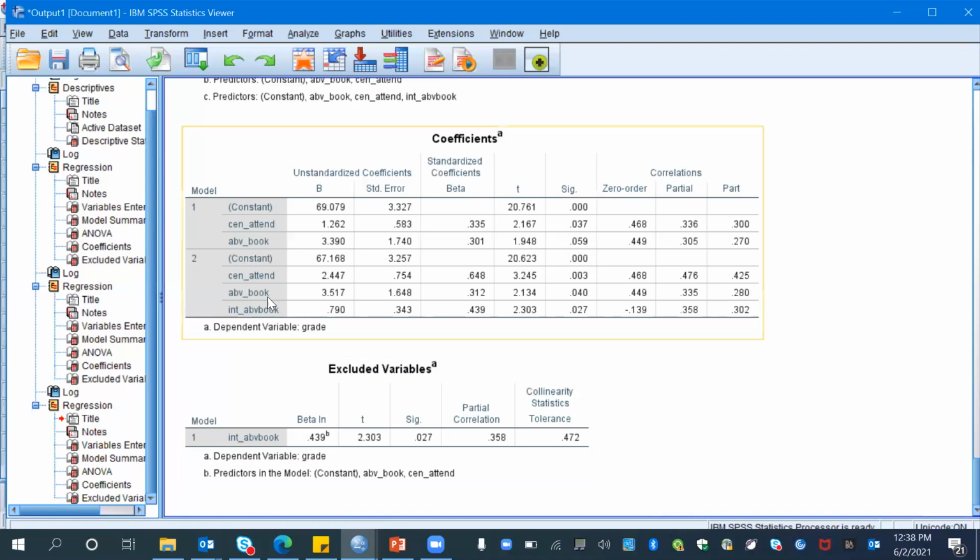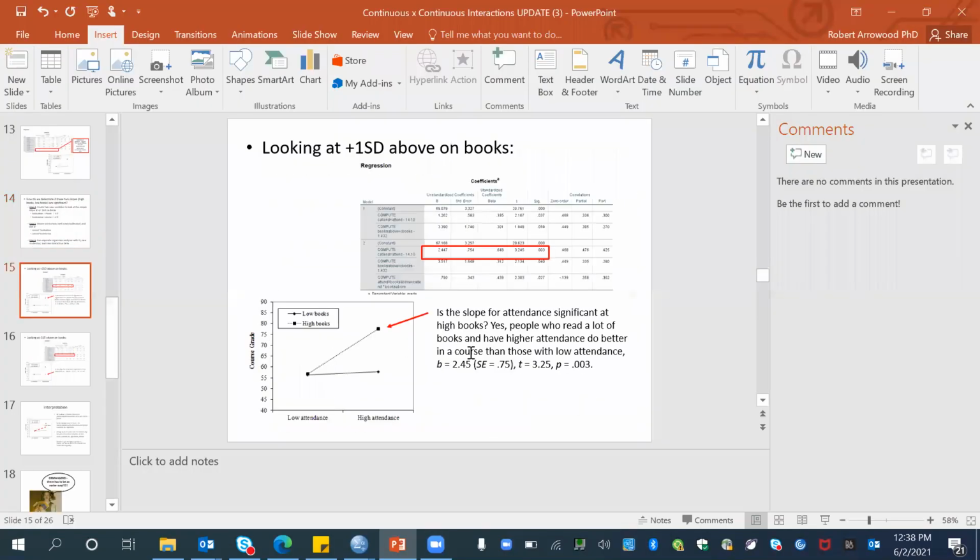So for those who read a lot of books, as their attendance goes up, their grades also go up. And it's a pretty strong effect based on that effect size. So we can see here, I've got this pointed to these effects. Is the slope for attendance significant at high books? High books being this line, this slope is significant. This is that relationship that we're looking at that I just unpacked for you, that 0.245, I think I'm reading that correctly. That is this slope right here.